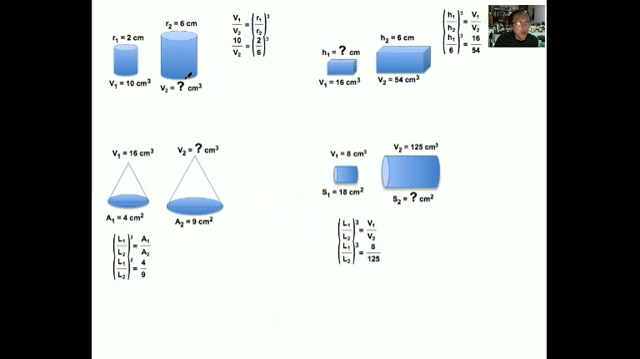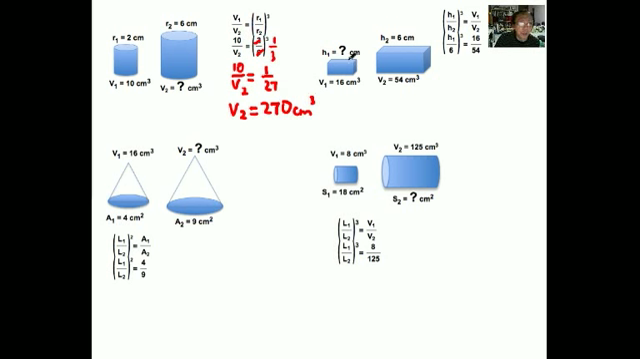In the first example, we need to find the unknown volume, but we know the corresponding sizes, which are the radii. Using the formula, the ratio of volumes is the ratio of the lengths cubed. We find that 10 over V2 equals (1/3) cubed, which is 1/27, giving us V2 equals 270 cm cubed.